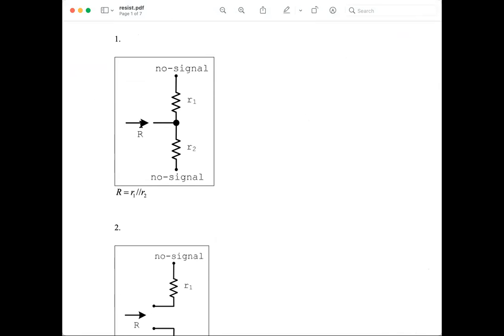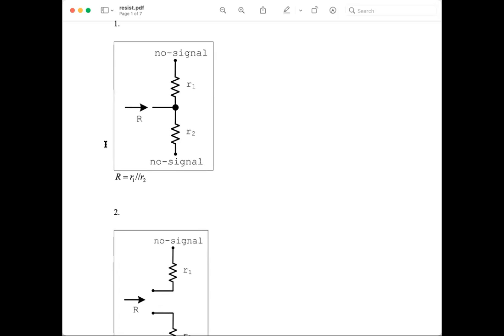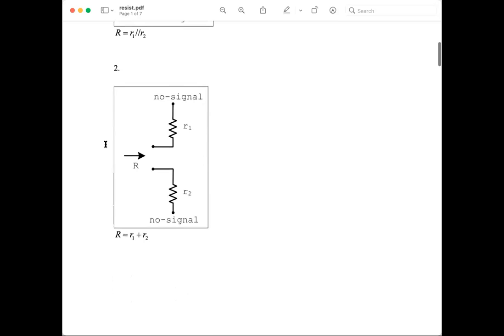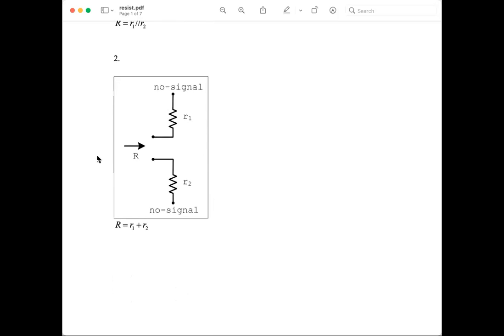So considering the resistance looking into this terminal with R1 and R2 from this node to ground, to no signal, the resistance R would be R1 parallel R2. Another case is this, where the resistance seen is R1 plus R2.